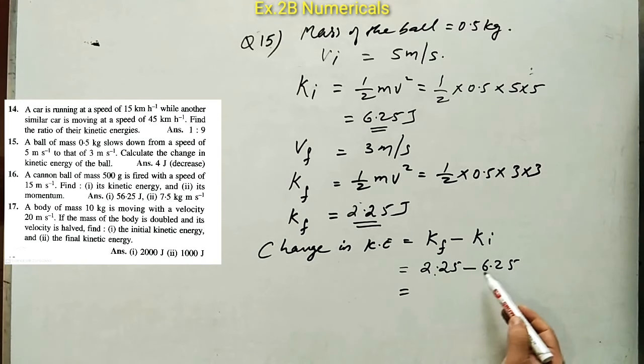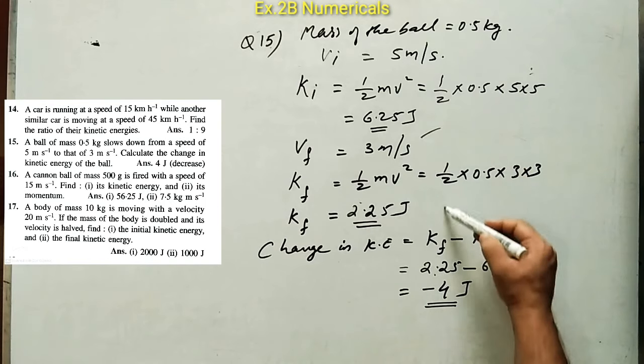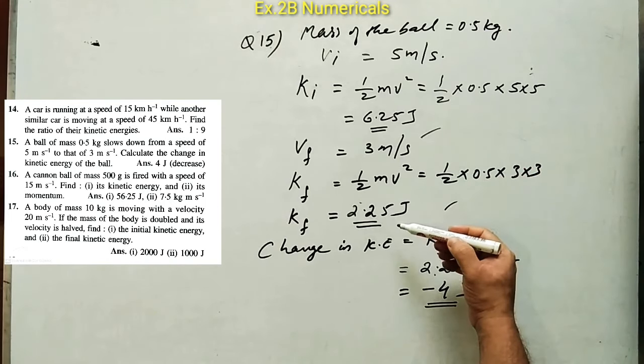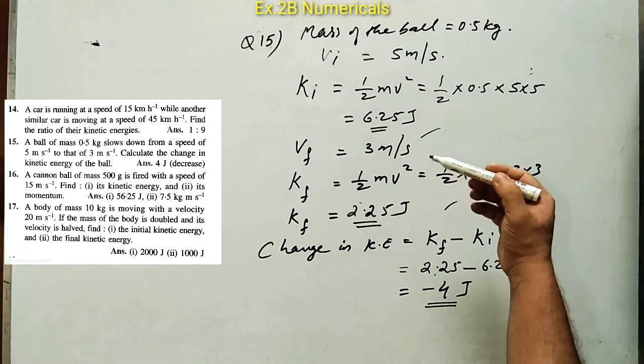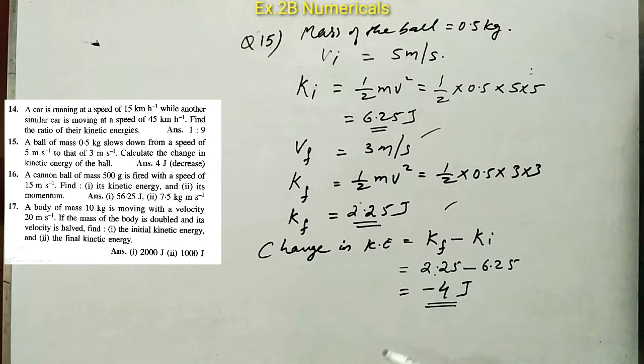You are getting it as, just solve it and see, minus 4 joule. So the minus sign indicates that the kinetic energy decreases. So the decrease in kinetic energy is 4 joule. Clear? Steps are clear. So you calculate the initial kinetic energy and final kinetic energy and subtract the value of initial kinetic energy from final kinetic energy, and you will get the difference in kinetic energy.